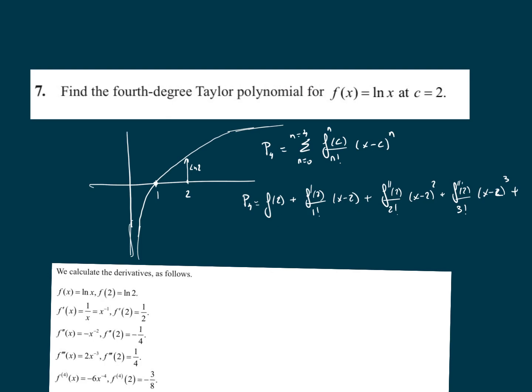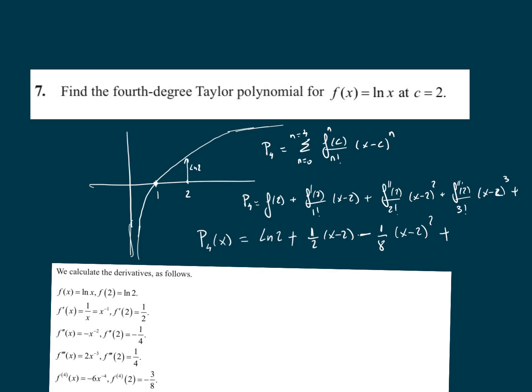So what you need is to plug in the numbers here. So let's plug in. p4 of x, the polynomial centered at x equal 2, would be f of 2, natural log of 2, plus f prime of 2, which is 1/2 times x minus 2, plus f second of 2, I'm following my equation, which is minus 1/4, minus 1/4 divided by 2 factorial is minus 1/8 times x minus 2 squared, plus an alternating series.